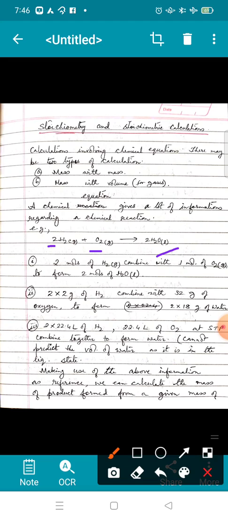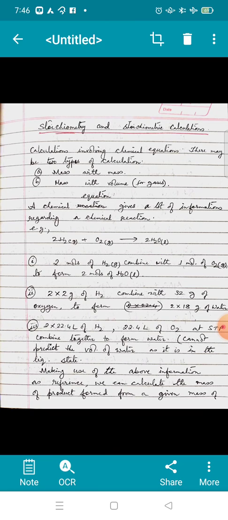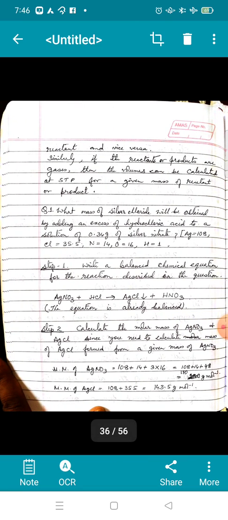Making use of the above information as reference, we can calculate the mass of product formed from a given mass of reactant. That means for any mass given to us for a particular reactant, we should be able to calculate the amount of product formed. This is very, very important in the industry. So let us take an example to understand it better.